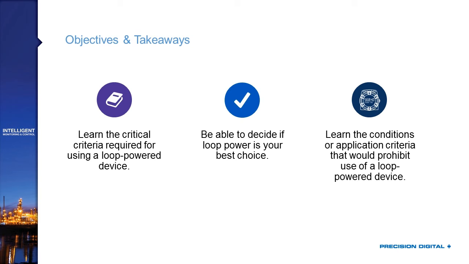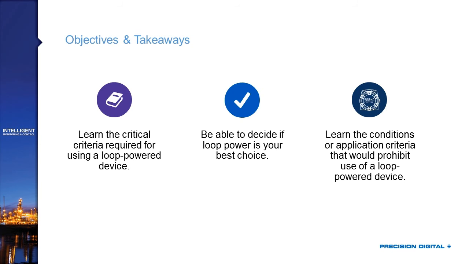We also want you to be able to decide if loop power is the best choice for you and your application. Obviously, there are some big advantages to using loop powered devices, but there are going to be times where it doesn't apply. And we want you to learn the conditions or application criteria that would define those areas where you would say, this really isn't somewhere I want to be using a loop powered device. I can probably save myself time and bypass that option entirely. So we want to talk about what you need to know to choose it, be able to recognize if it's the choice for you, and know what those criteria are that make you disqualify it.